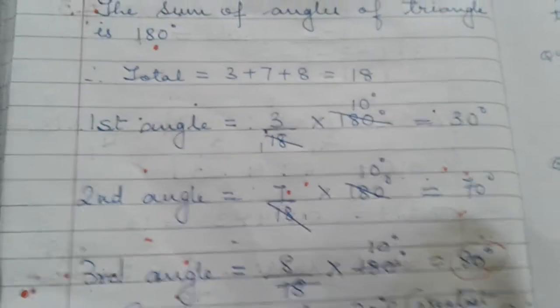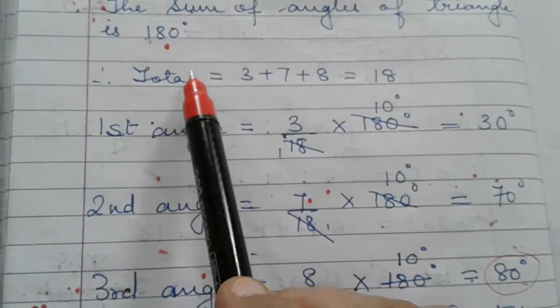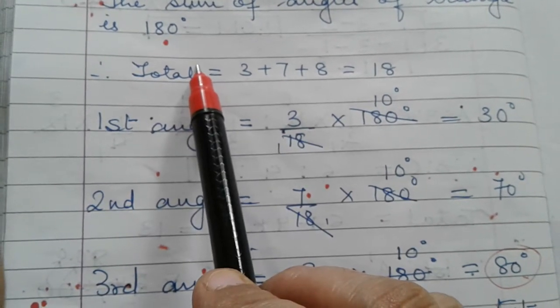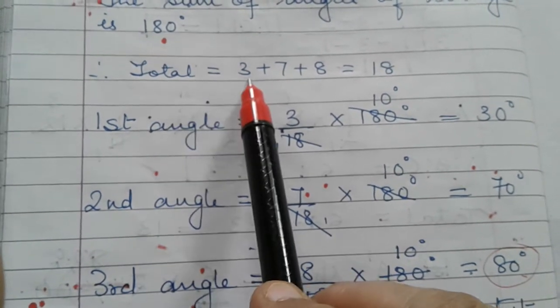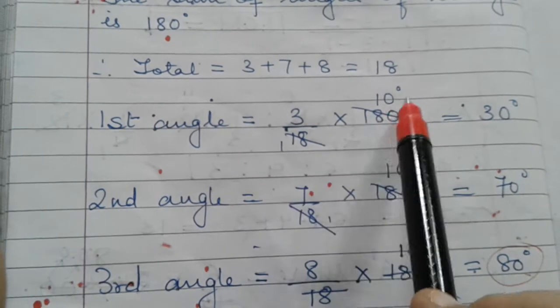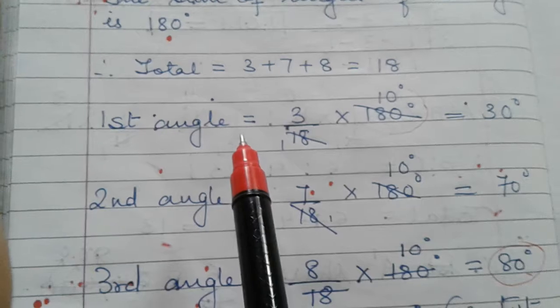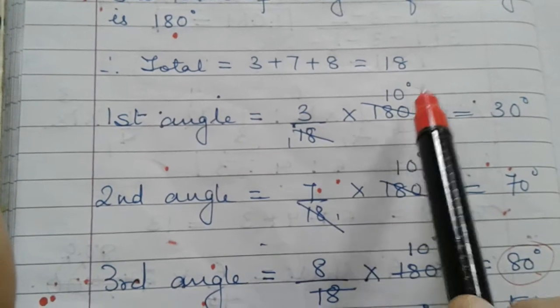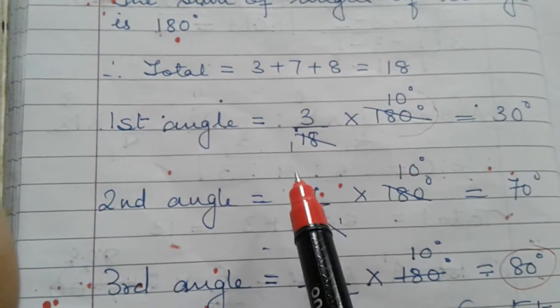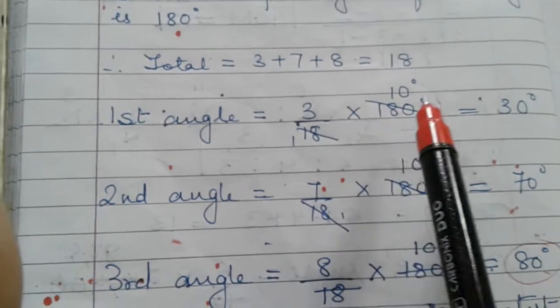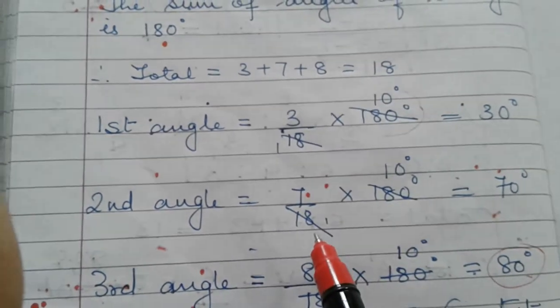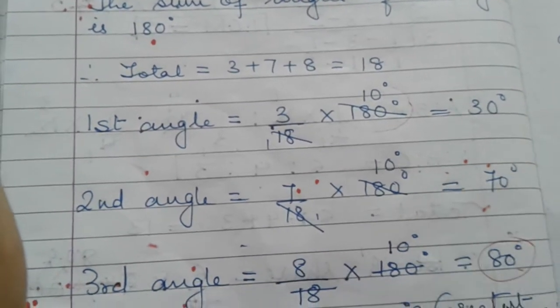Okay, so only remember 3 steps. First step, find out the total. Second, one part upon total multiplied by the given number. Okay, total, given number. Third step is do the cancellation. So if you apply these 3 steps, you will get the answer. Okay.